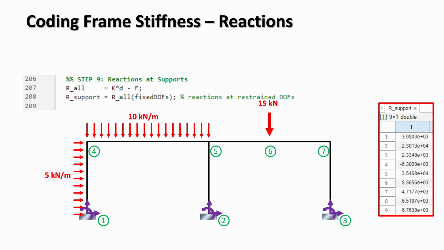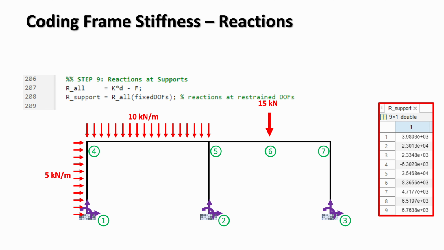This is purely a matter of sign convention based on the global coordinate directions. A negative reaction simply means the support is providing a force opposite to the positive global axis, which is completely normal and expected. These reactions are an essential part of checking the correctness of the analysis. When summed, they should balance the applied loads, confirming global equilibrium.